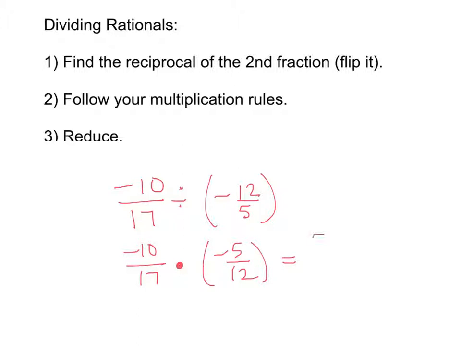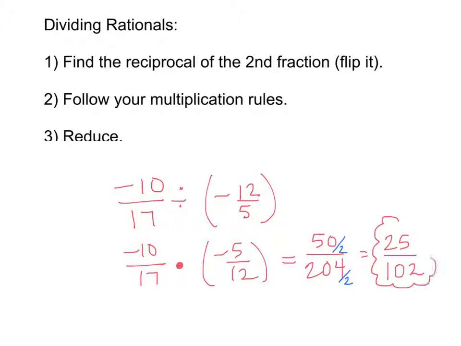Multiplication rules say numerator times numerator and denominator times denominator. Negative 10 times negative 5 is positive 50. 17 times 12 happens to be positive 204. Now once again, these are both divisible by 2. I can actually divide both of those by 2. In other words, I can cancel that common factor. 50 divided by 2 is 25. 204 divided by 2 is 102. And at this point, there are no more common factors to divide them by. 25 over 102 is your final answer.